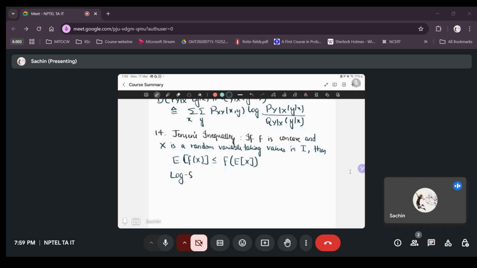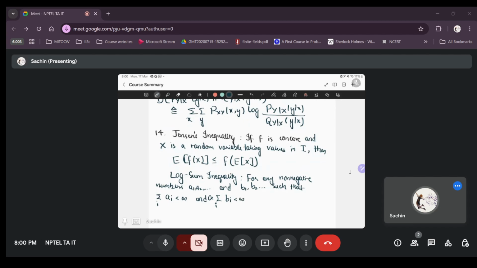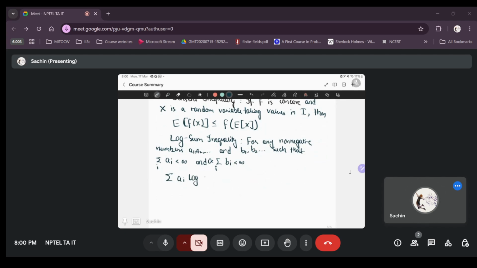Next, we have the log sum inequality, which says for any non-negative numbers a1, a2, etc., and b1, b2, etc., such that the sum of ai over all i is finite and the sum of bi over all i is finite and non-zero, the summation of ai log of ai over bi over all i is less than or equal to the summation of ai times log of the summation of ai over the summation of bi.